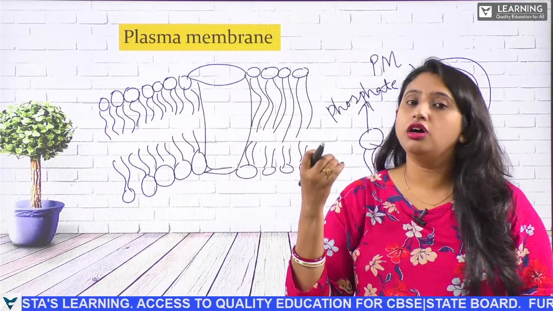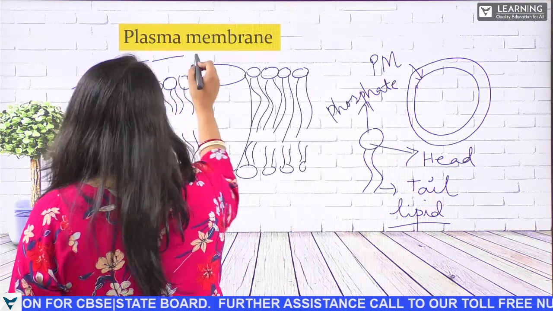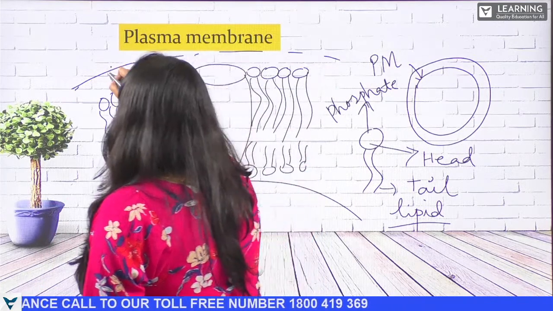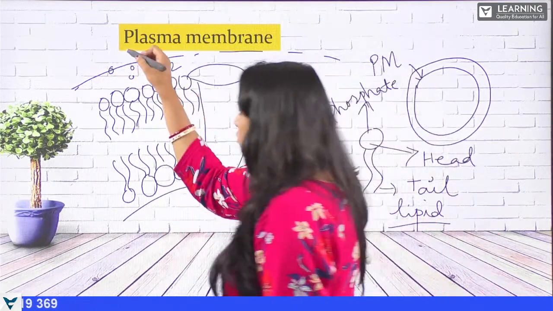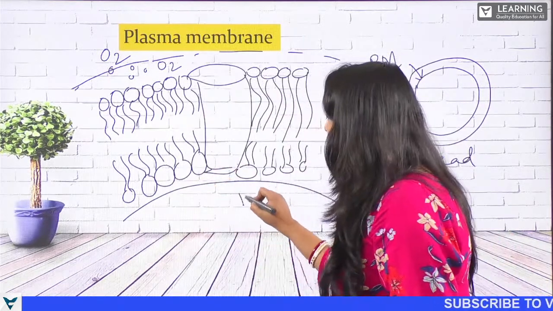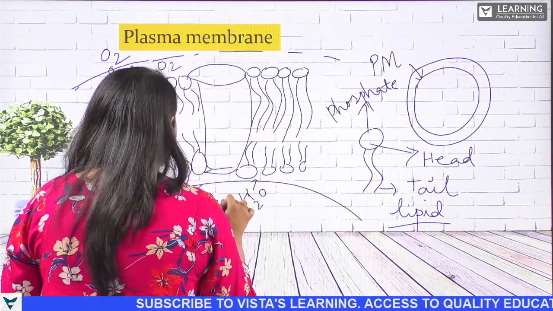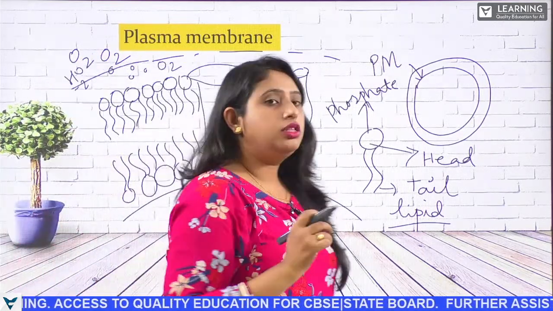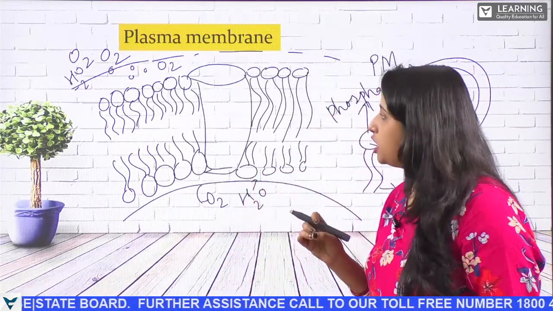When a molecule wants to cross, this is the outer side, and the molecule wants to come inside the plasma membrane. For example, oxygen, water and carbon dioxide are small, simple molecules which will easily diffuse through the plasma membrane.